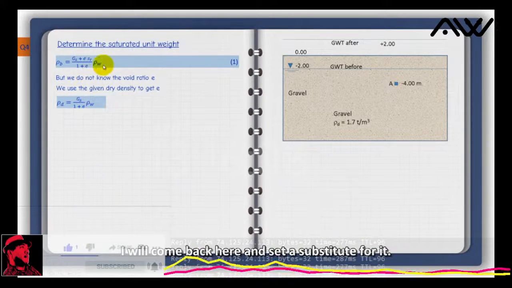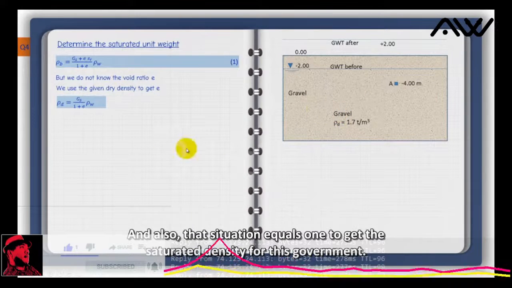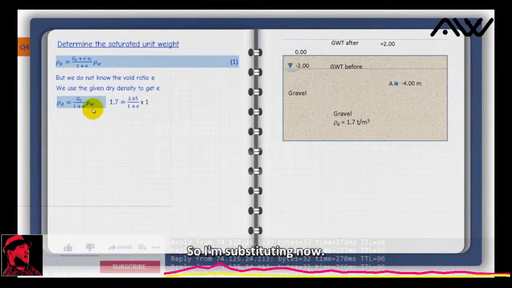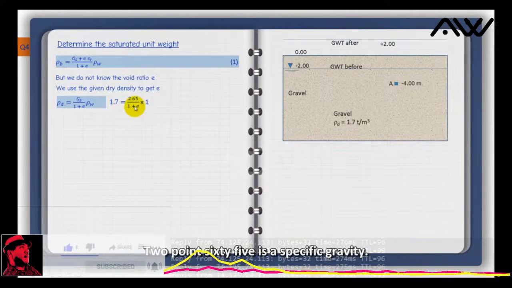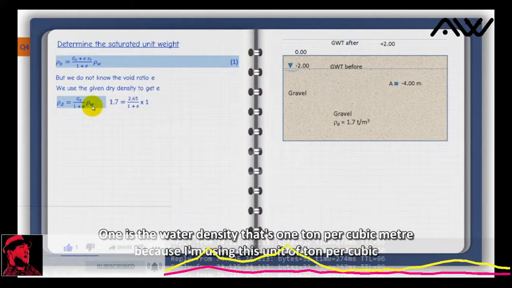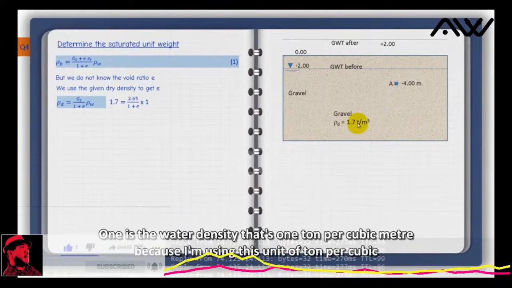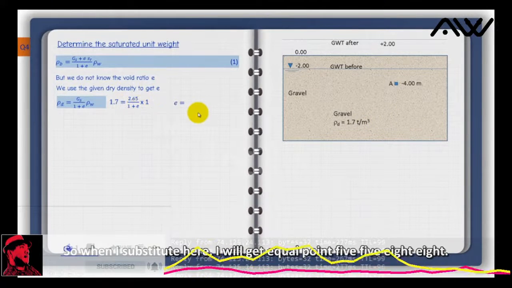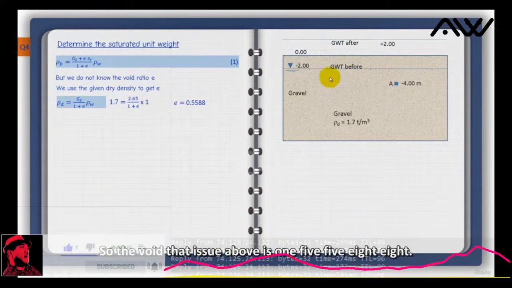From this e, I will come back here and substitute for e, and also the degree of saturation equals 1, to get the saturated density for this gravel. So I'm substituting now. Rho dry is 1.7, 2.65 is the specific gravity, 1 is the water density, that's 1 ton per cubic meter, because I'm using this unit here. So when I substitute here, I will get e equals 0.5588. So the void ratio above is 0.5588.